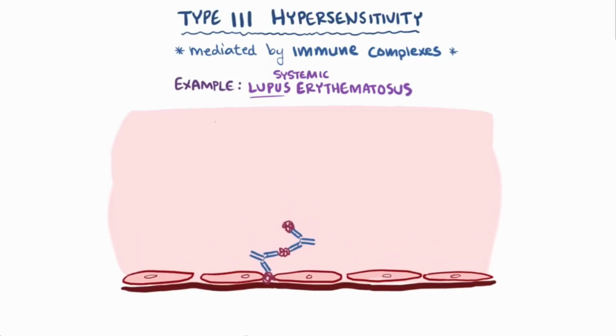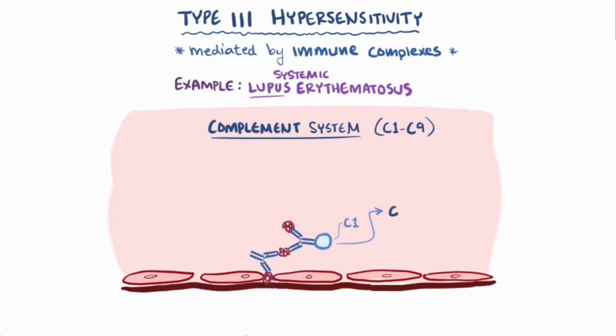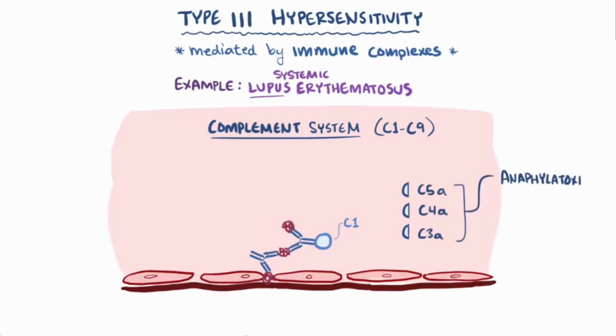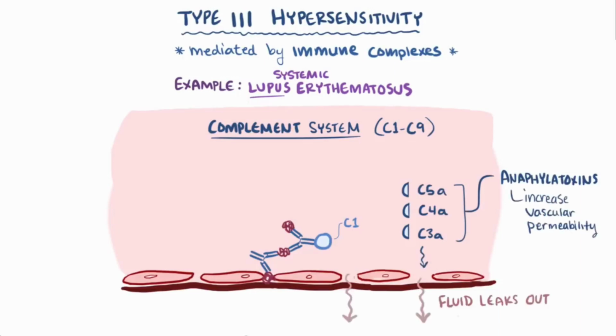Once deposited, the immune complexes activate the complement system, a family of 9 small proteins called C1 through C9 that work in an enzymatic cascade to clear infections in various ways. In this case, C1 binds to the antibody-antigen complex, which sets off a chain reaction and activates C2 through C9. When a complement protein becomes activated, it's often cleaved or chopped by an enzyme, which results in little fragments. Fragments C3a, C4a, and C5a are anaphylatoxins, and increase vascular permeability, meaning fluid leaks out more easily, which causes edema or fluid buildup.